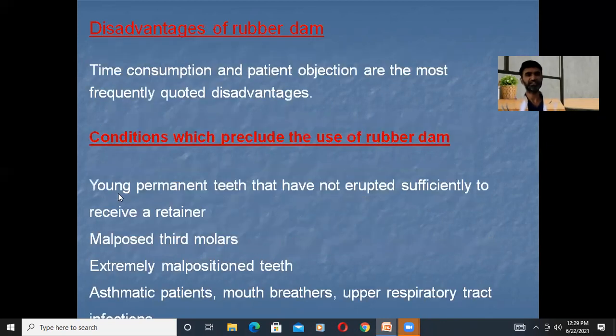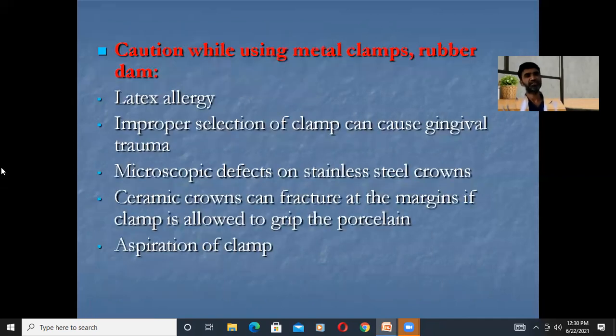What are the disadvantages of the rubber dam? It might be time consuming, and there may be patient objection, because it may not be comfortable for the patient. What are the conditions which preclude the use of a rubber dam? Permanent teeth that have not developed sufficiently to receive a retainer, almost molars, extremely malpositioned teeth, asthmatic patients, mouth breathers, and upper respiratory tract infections. So these are certain disadvantages.